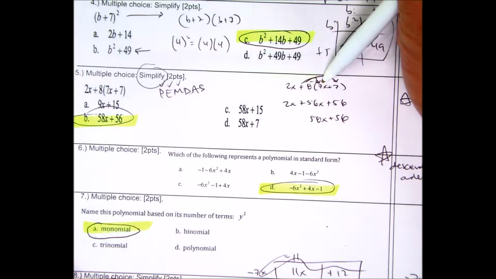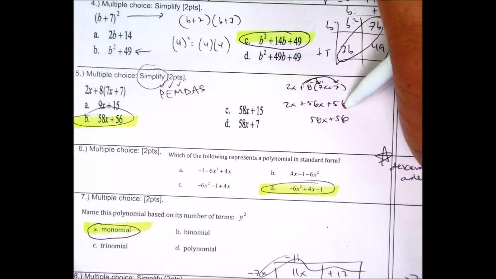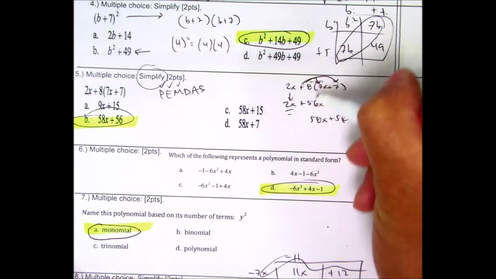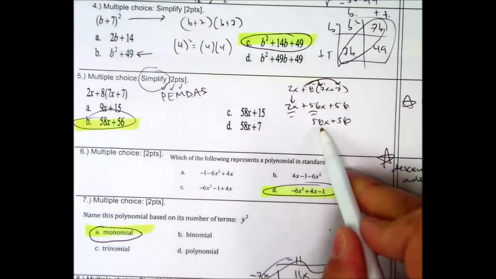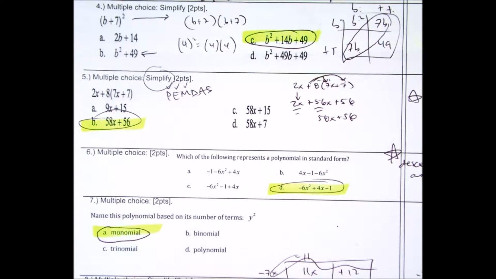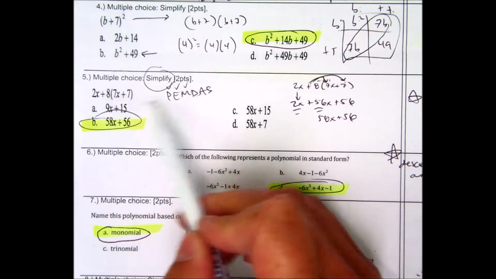8 times 7x is 56x. 8 times 7 is 56. That 2x just comes down, and then you can just combine like terms. 2x and a 56x gives you 58x plus 56, which would be choice B. So for that problem, use PEMDAS, distribute first, then combine like terms.